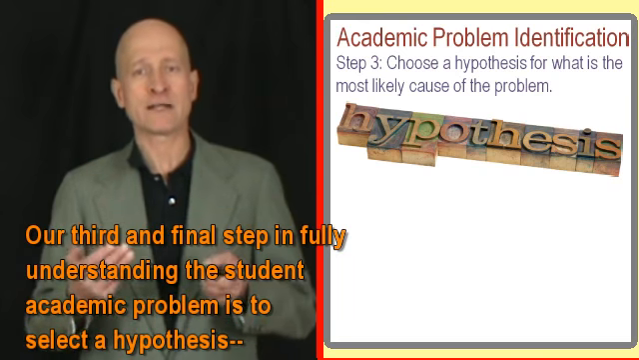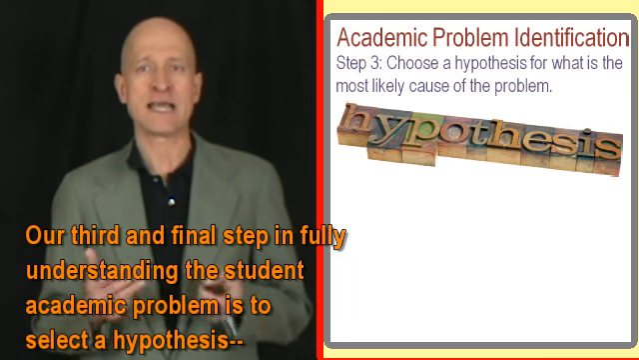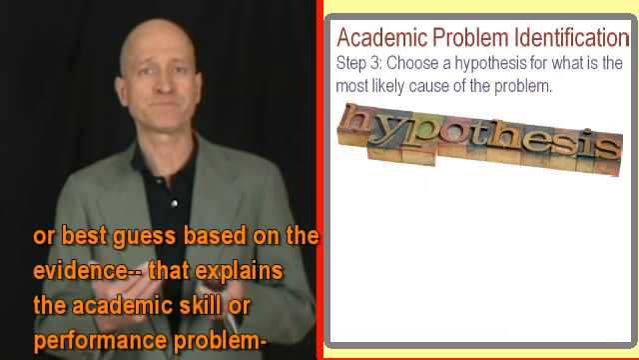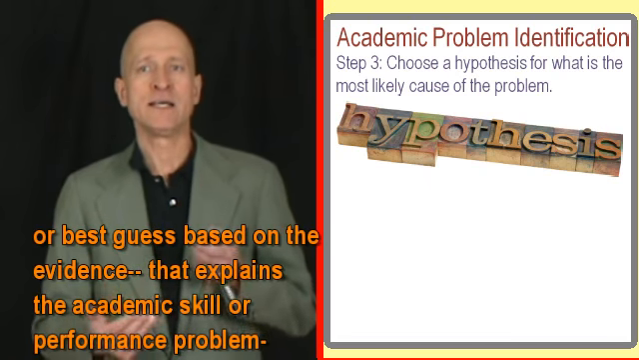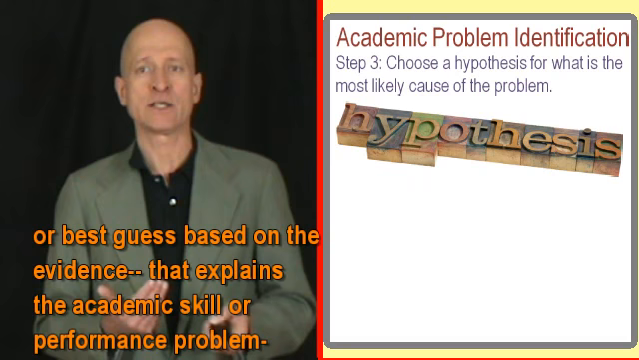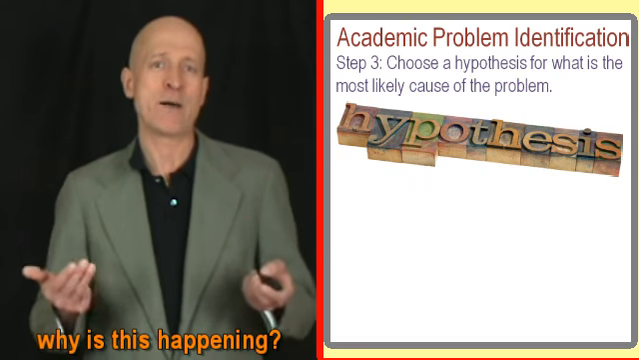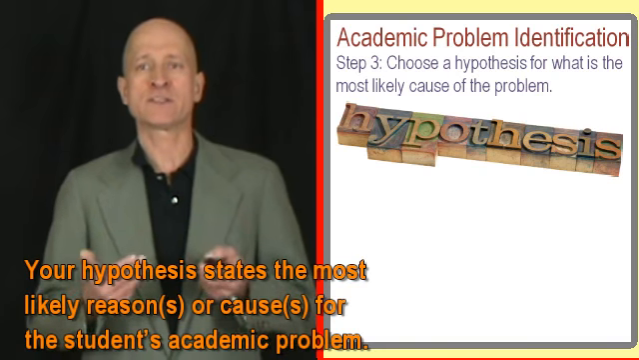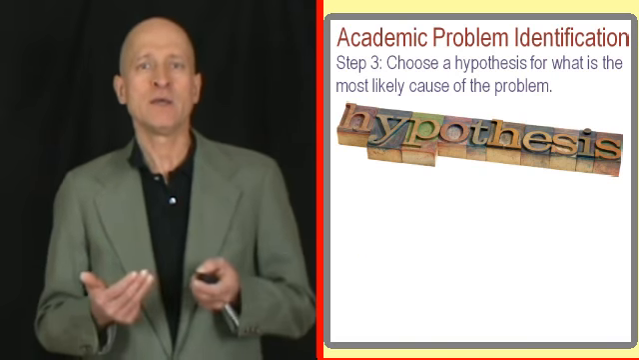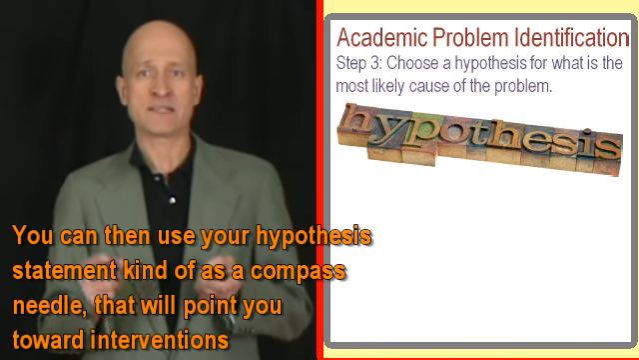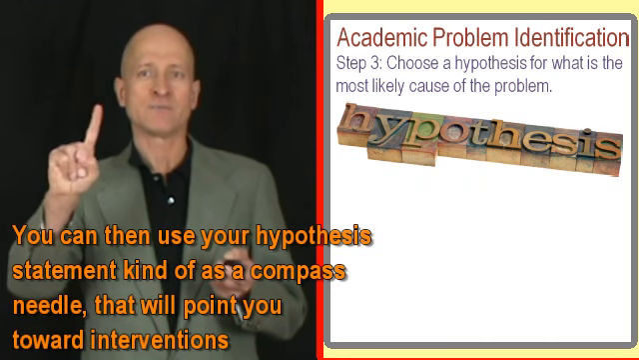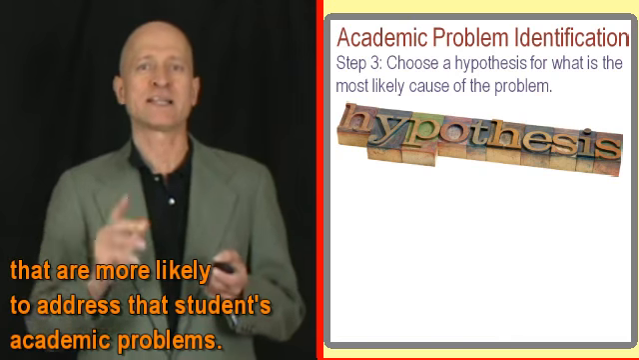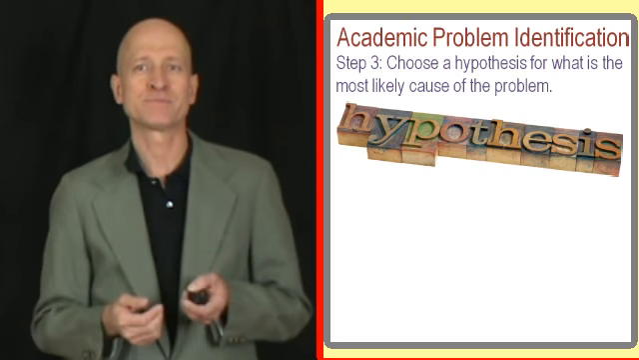Our third and final step in fully understanding the student's academic problem is to select a hypothesis, or best guess, based on the evidence, that explains the academic skill or performance problem. Why is this happening? Your hypothesis states the most likely reason or cause for that student's academic problem. You can then use your hypothesis statement as a compass needle that will point you toward interventions that are more likely to address that student's academic problems.